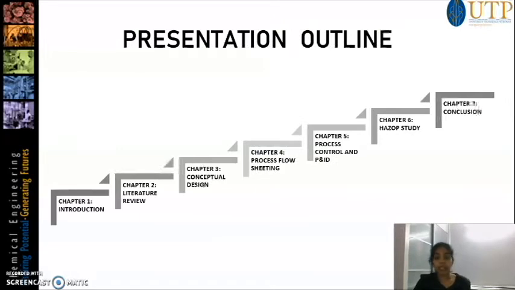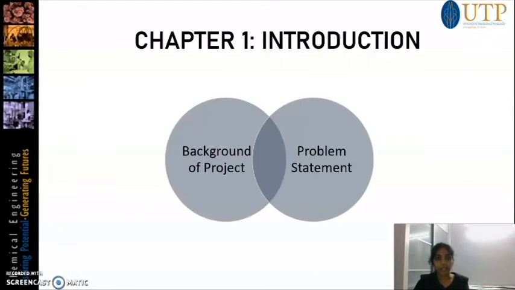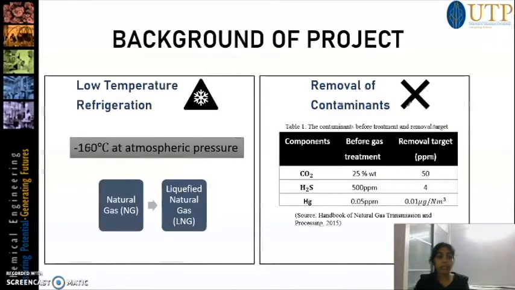And now I will begin with Chapter 1 Introduction. The main focus of this project is the conversion of natural gas to liquefied natural gas and the purification. Firstly, looking at the conversion, which is being highlighted now in the background of the project, this process is a low temperature refrigeration, also known as liquefaction, which occurs at negative 160 degrees Celsius at atmospheric pressure.